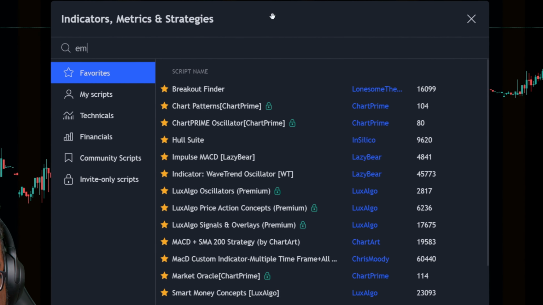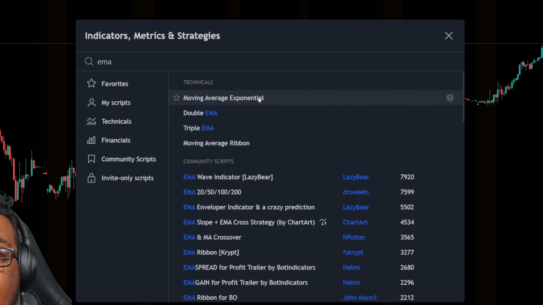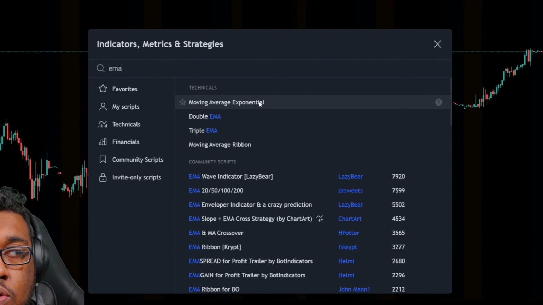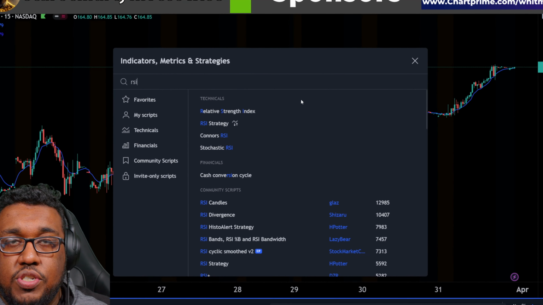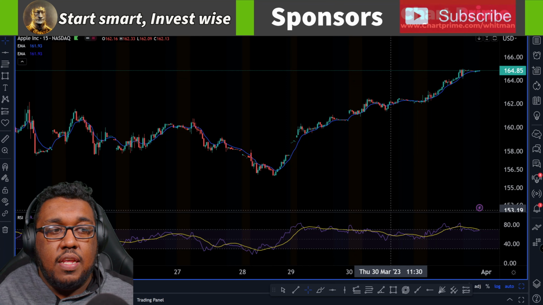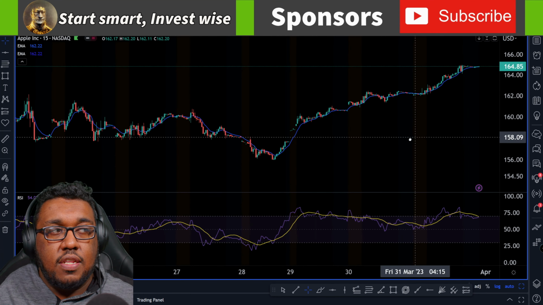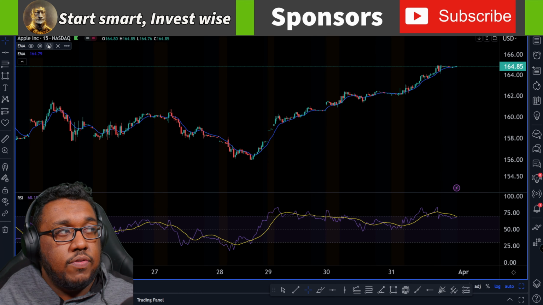So I want you guys to type in EMA and you're going to see right here, moving average exponential. I want you guys to click on this twice. 1, 2. Afterwards, I want you guys to click on RSI and add the relative strength index once. All right, and there you go. We're going to stretch this out just a little bit. And here's what we're going to do with these 2 exponential moving averages.